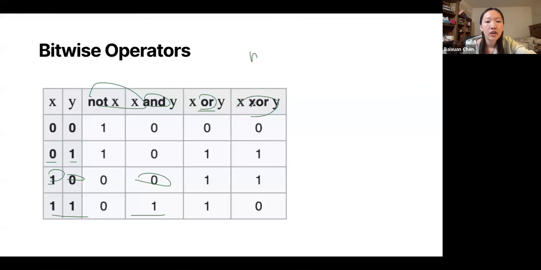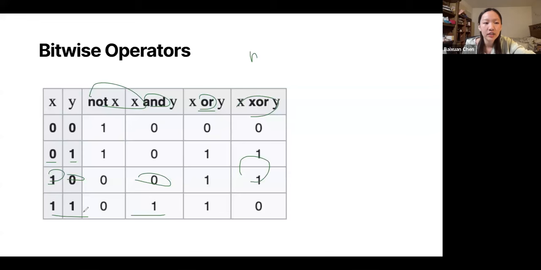And then for XOR, it's exclusive or. So that means that it has to be a 0 and a 1. For example, here, if it's a 0 and a 0, it'll return a 0. But if it's a 0 and a 1, or if it's a 1 and a 0, it'll return a 1 because it's exclusively a 1 and a 0. And if it's a 1 and a 1, it will return a 0.